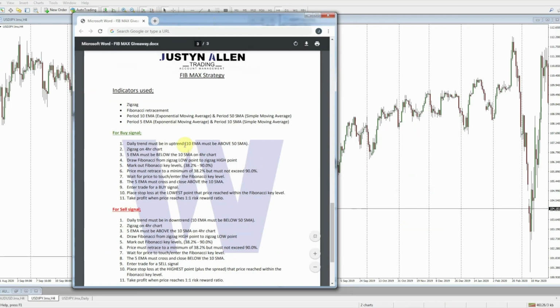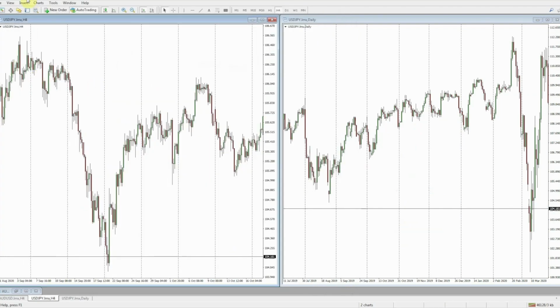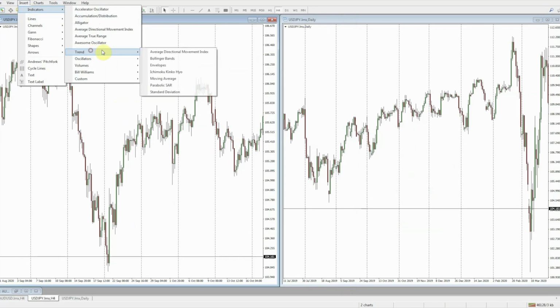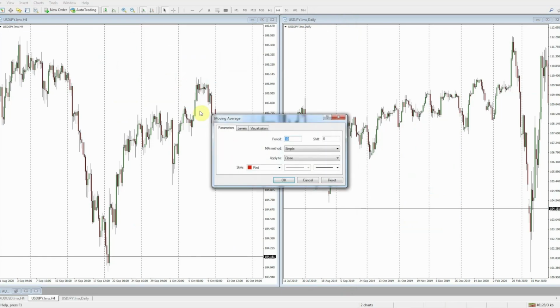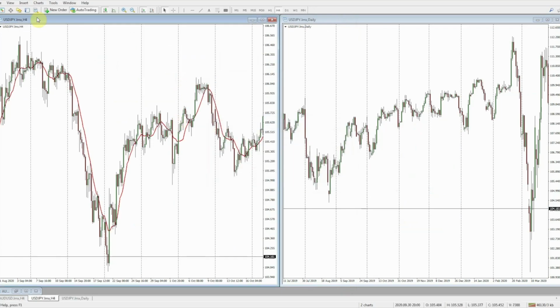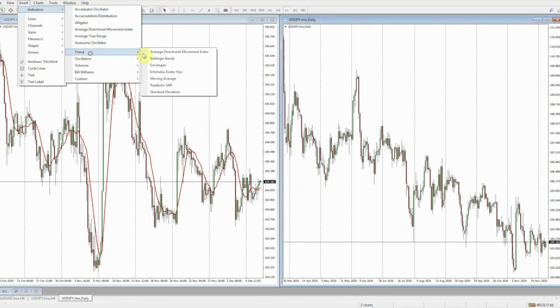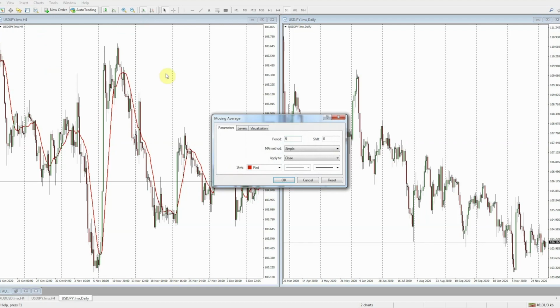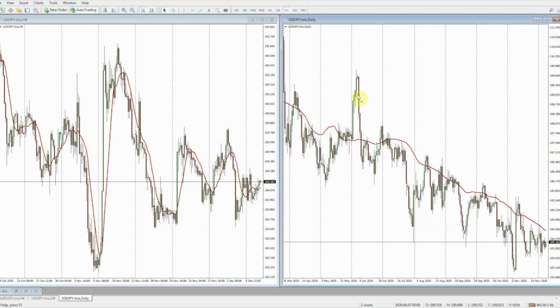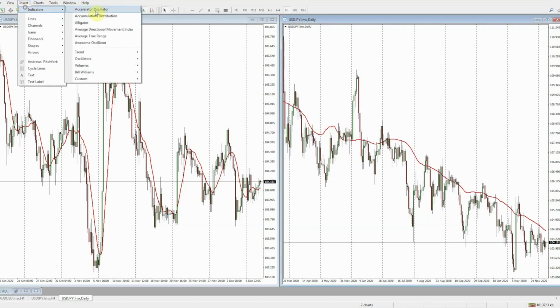On the daily time frame, we have a 10 EMA and a 50 SMA, and on the 4-hour time frame, we have a 5 EMA and 10 SMA. So let's get to work on that. Click on the chart, insert, trend, moving averages, 10 simple. On this side, trend, moving average, 50 simple. So we've got the simple moving averages on now.